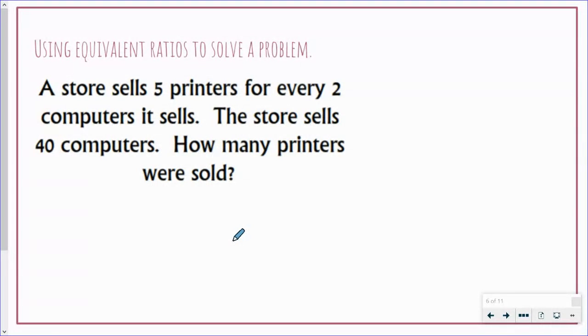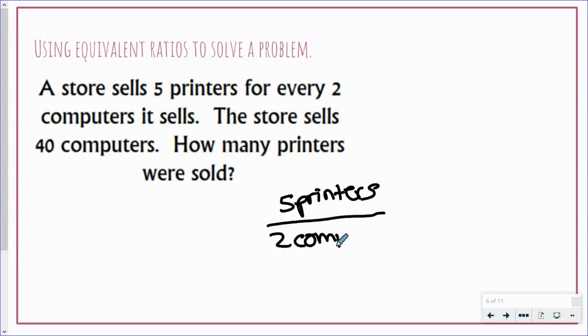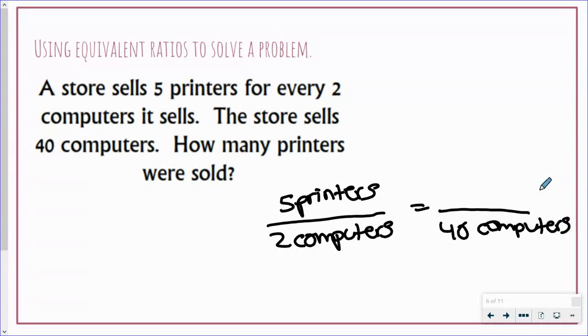All right, let's take a look at the next problem. A store sells 5 printers for every 2 computers. The store sells 40 computers. So I'm going to put the computers on the bottom because we want them to match, 40 computers. How many printers were sold? So question mark, number of printers.